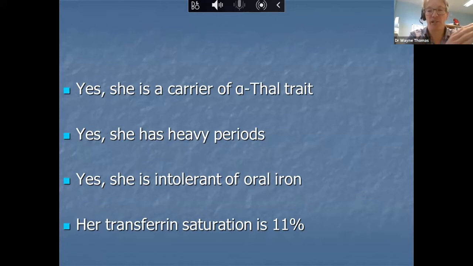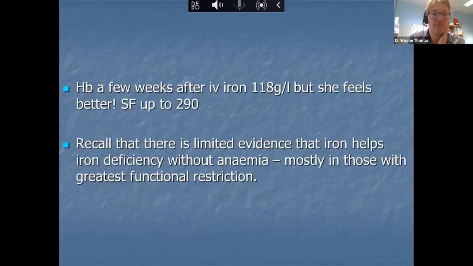So your transferrin saturation just tells you at that point in time how much iron is being trafficked around, either being absorbed through the gut or being mobilized from the macrophages into the developing red blood cells. So it's low. So she's not moving a lot of iron around, even though apparently she's normal iron stores. So she's intolerant to oral iron. Well, she got IV iron and she feels better. Serum ferritin's up to 290.